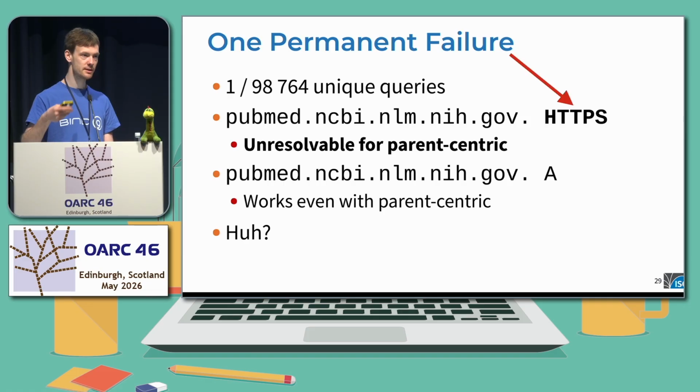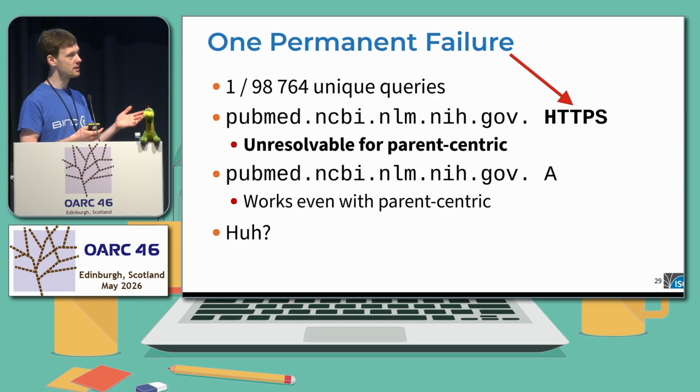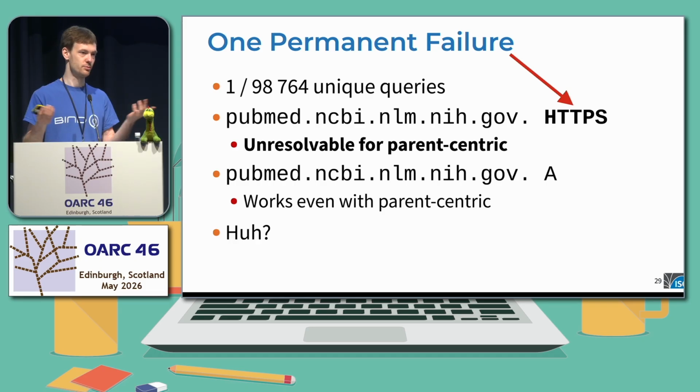While inspecting this one by one, we found a 100% reproducible permanent failure on the parent-centric resolver. And the weird thing is that this was specific to query type HTTPS, but A and AAAA do work. And how is that possible? Because the delegation is not type dependent, or is not supposed to be. So what is going on here?